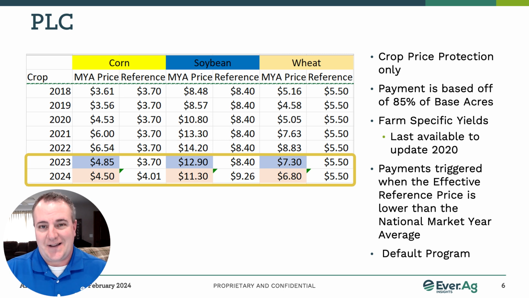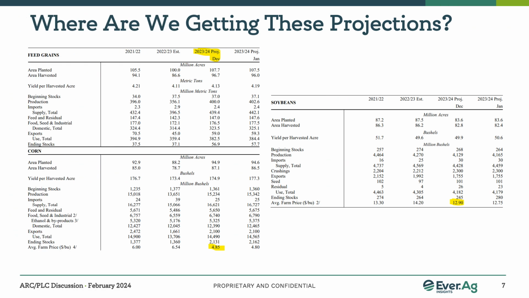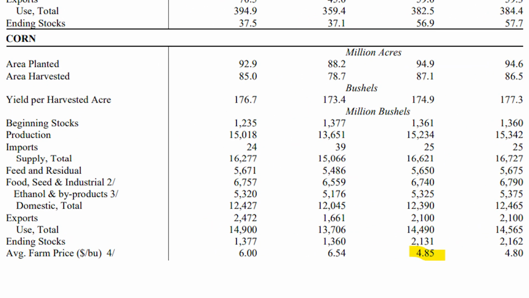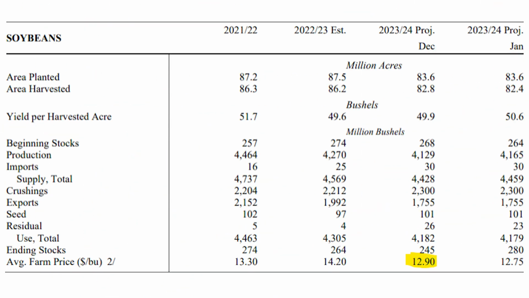If you're inquisitive like I am, you're probably going to look at this and think, where are these numbers coming from? And we will get to that in just a second. But know that 2024 is kind of a ballpark area because it is so far out and we don't have enough data yet to really effectively track that as it stands today. For the 2023 price projections, we figured, where do we get the 4.85, the 12.90, and the wheat prices? This is actually a copy of the January WASDE report, and we get that from the average farm prices per bushel: 4.85 on corn and 12.90 on beans.